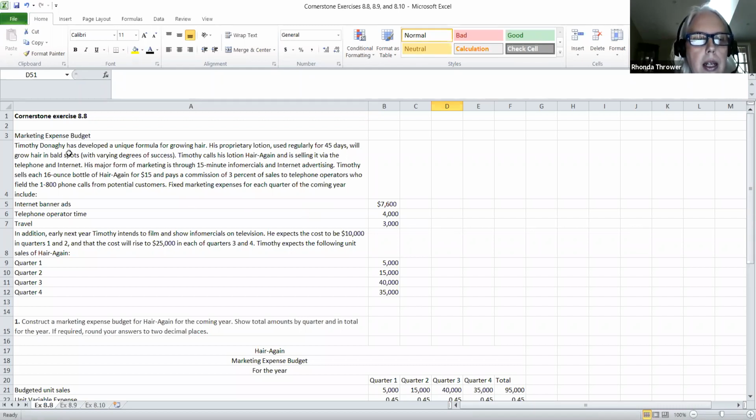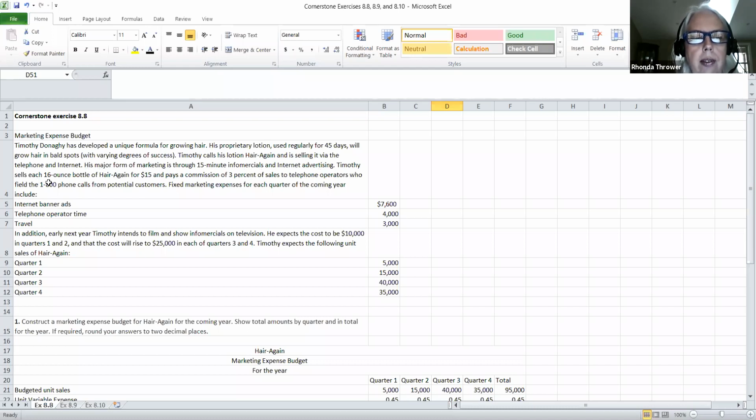Timothy Donaghy has developed a unique formula for growing hair. His proprietary lotion, used regularly for 45 days, will grow hair in bald spots with varying degrees of success. Timothy calls his lotion Hair Again and is selling it via the telephone and internet. His major form of marketing is through a 15-minute infomercial and internet advertising.